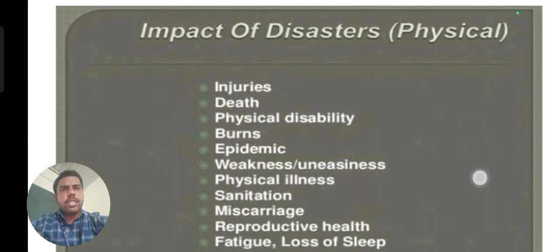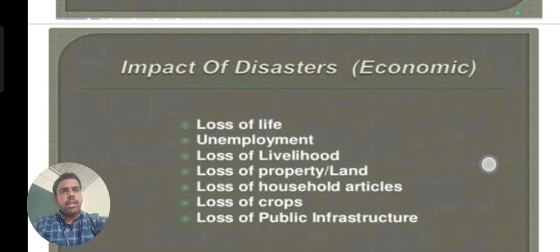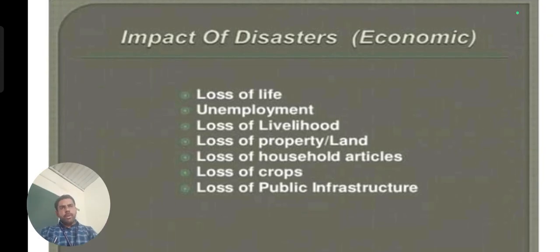Next, impact of disasters physically. What are the physical impacts? Injuries. Directly, we go to hospitals and take treatment. Next, death. One hazard or disaster should form at that particular location, and death will occur. And physical disability, burns, epidemic meaning a danger situation, and weakness, physical illness, sanitation problems, miscarriage, and reproductive health, fatigue and loss of sleep, and loss of appetite. These all come under the physical point of view only.